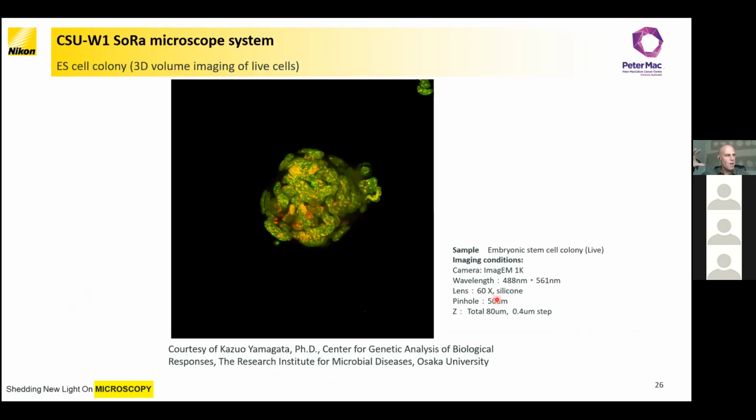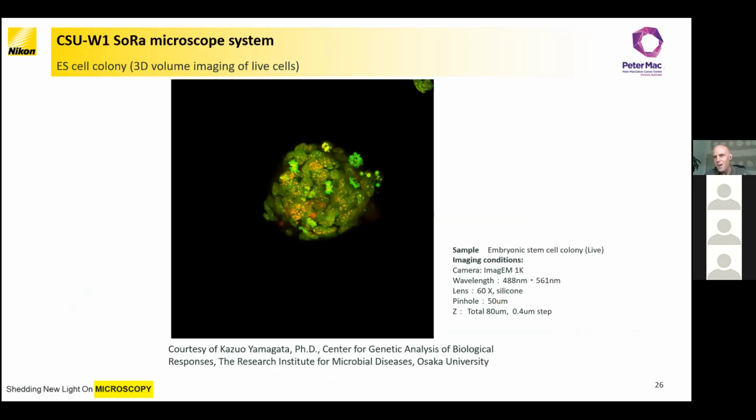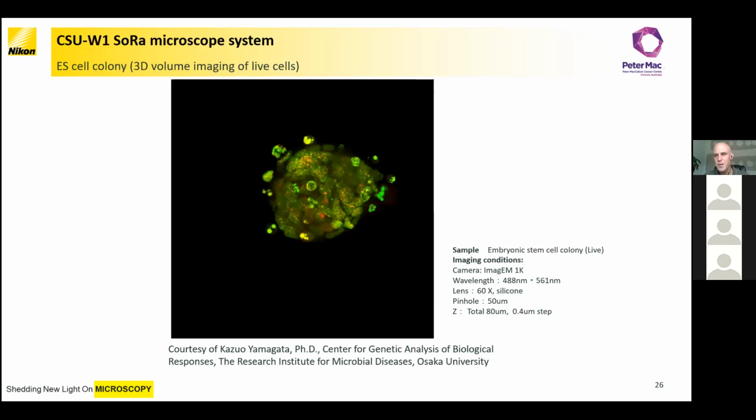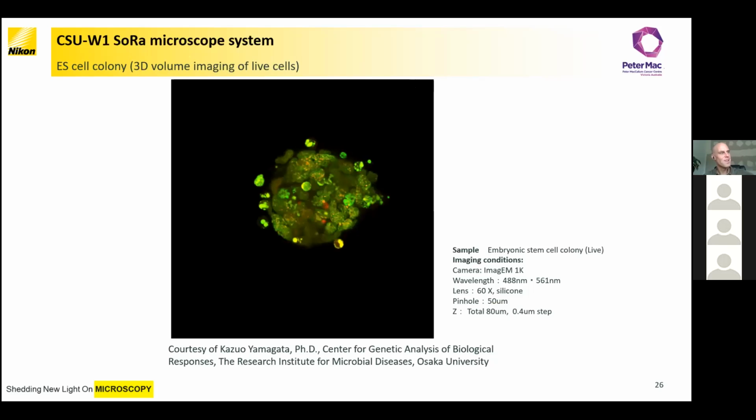This is a much better example, I personally think a much prettier example of a Z-stack. That's why I kind of flew over the mouse muscle one, not that it's less important. But this is a 60 micron volume image, Z-stack, of an embryonic stem cell colony. So this is imaged live, as you can see there. A couple of wavelengths, as before, imaged with a 60 times lens. So incredibly powerful, incredibly beautiful images.